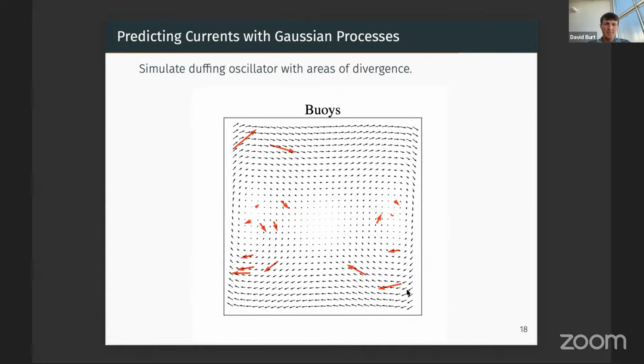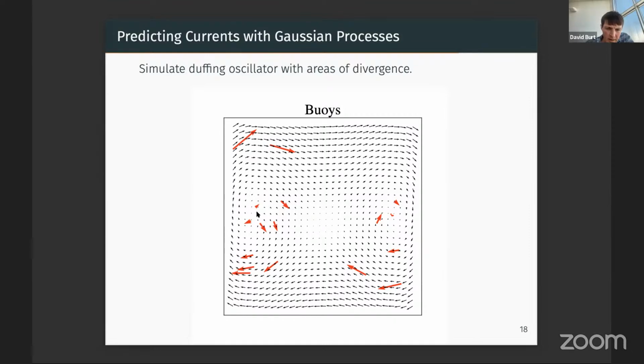Okay. Now I'm going to talk through a couple more examples, both on simulated and real data. First, looking at a Duffing oscillator with two areas added, an area of convergence and an area of divergence. So here the current is represented by these black arrows. The red arrows, which are scaled up some just for visibility, are the observed buoys, which are simulated moving around in this field.